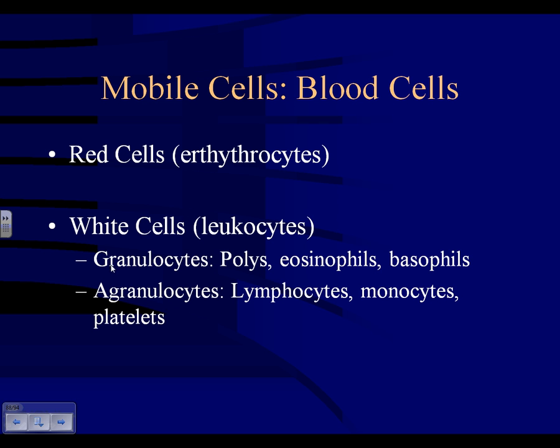So you can divide them into a couple different categories. Granulocytes are going to have granules. So polys, or polymorphonuclear neutrophils, eosinophils, and basophils are all going to have granules. And then the agranulocytes, which are not going to have granules, as their name would tell you, are lymphocytes, monocytes, and platelets.